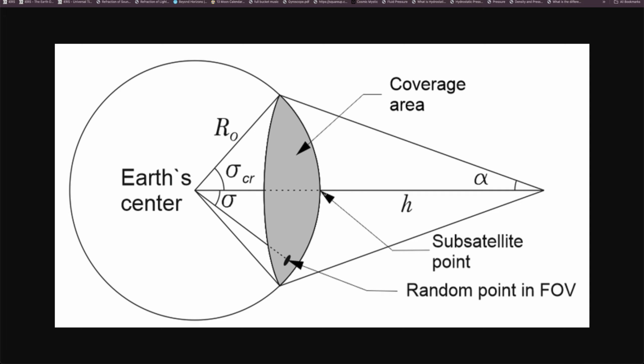That's important because you need to know where the subpoint is. The receiver needs to know its distance from the subpoint. It doesn't know that. That's the problem. It doesn't know its distance from the subpoint. Move on to the next, one second.